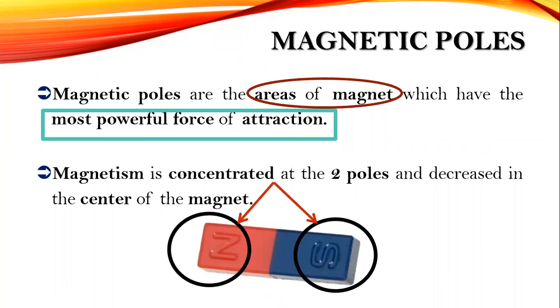Magnetism is concentrated at the two poles and decreases in the center of the magnet. In other words, magnetism, or the force of attraction, is highly concentrated at the two poles and starts to decrease as we go to the center of the magnet.